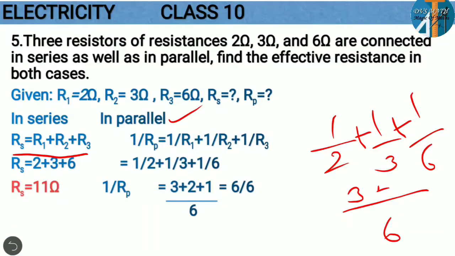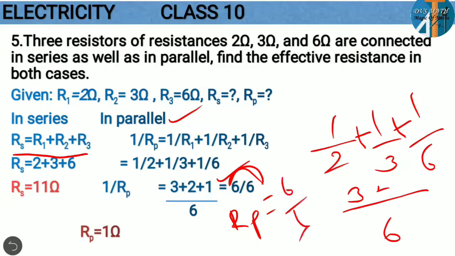and 6 ones are 6. So 3 plus 2 plus 1 is 6, giving 6 by 6. Again you want to find the RP here. So for RP you have to convert the LHS denominator to numerator and numerator to denominator. Again it becomes 6 by 6 only. See, 1 by RP is 6 by 6. If you want to find, sometimes it will be like, for example, observe here the value.